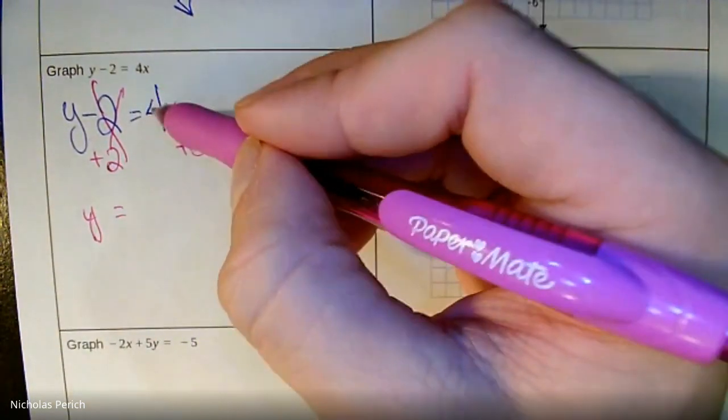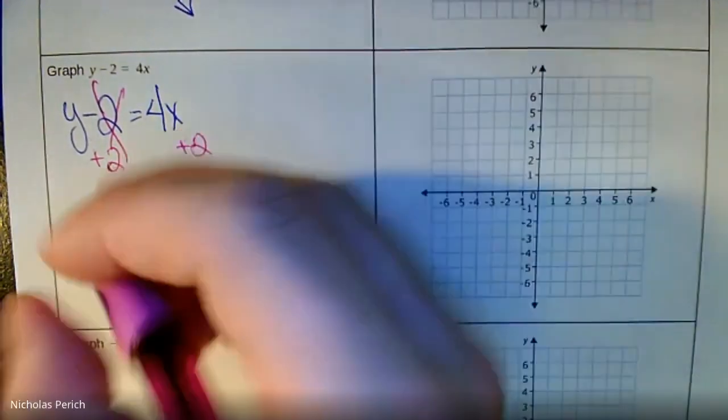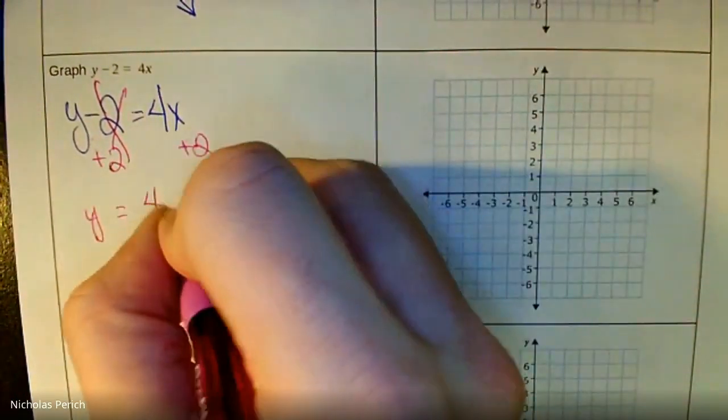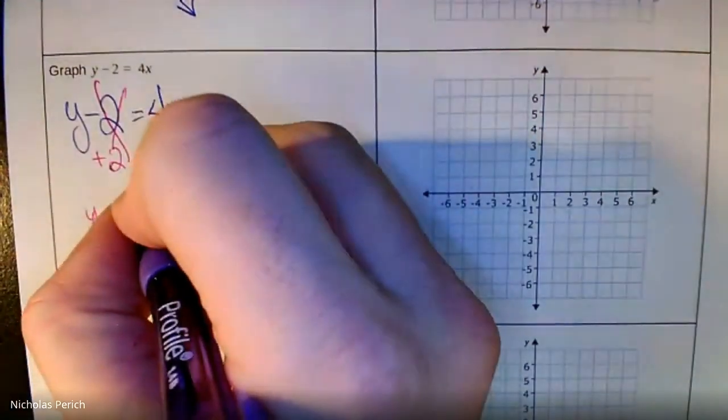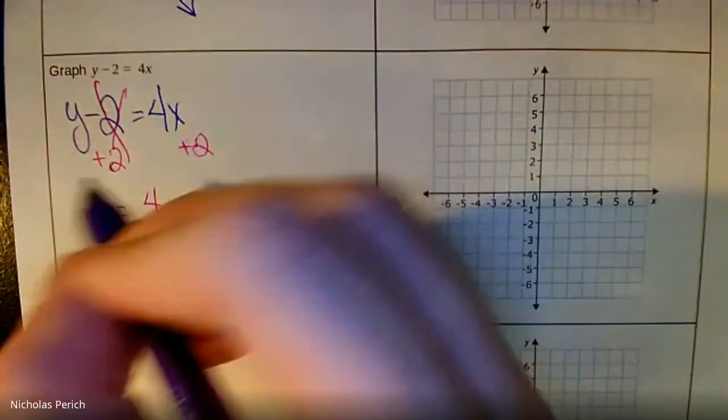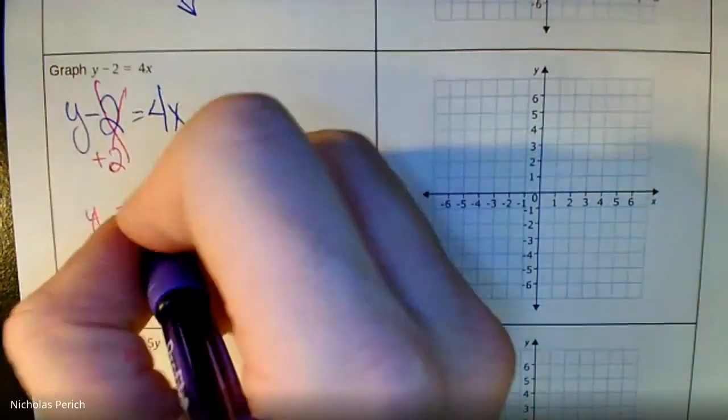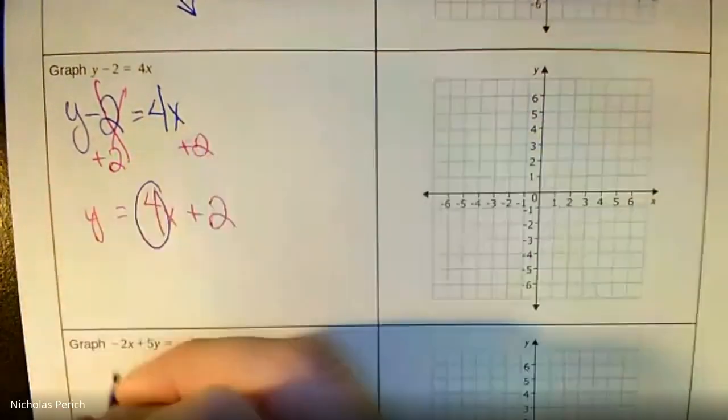Which one should I write out first, the 4x or the 2? How about that 4x? Always put the guy with the x first. Now I can look at this and say, when y is all by itself, my slope is the number in front of x. Well, my slope here is 4.